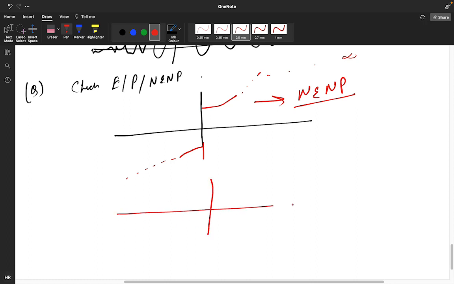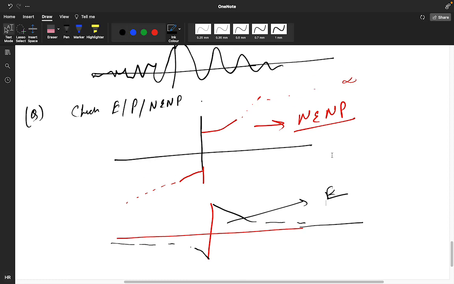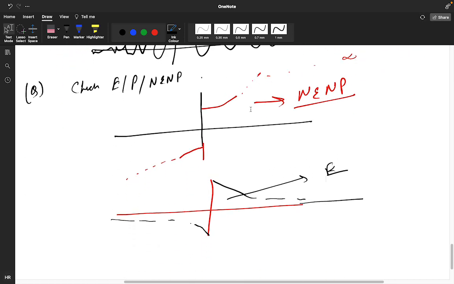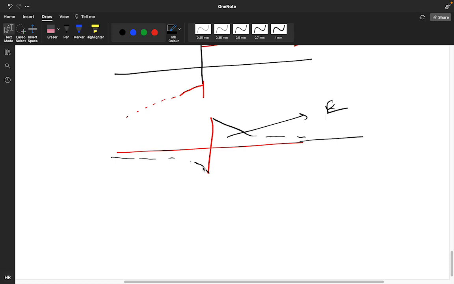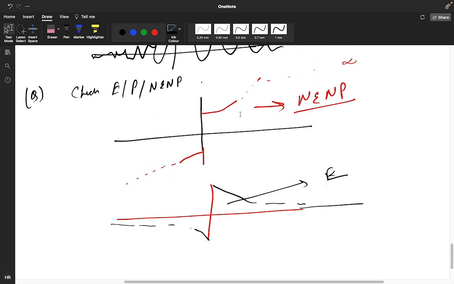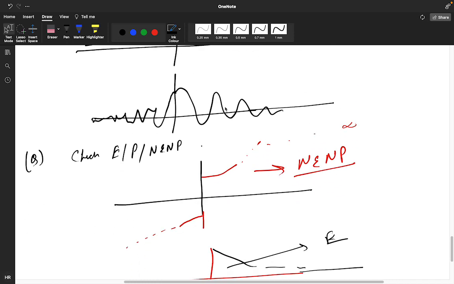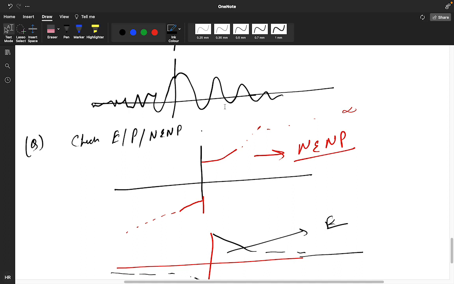Same thing. If I give you a signal like this, it's decreasing, and from here it is also decreasing. So at infinity it's decreasing. So this is an energy signal as per the definition. If the magnitude or peak magnitude of an infinite extension signal is left sided, right sided or both sided, decreasing in nature. This is decreasing, this is also decreasing. Here it is not decreasing, it is increasing. Here it is also decreasing. So this kind of signal can be said to be an energy signal.